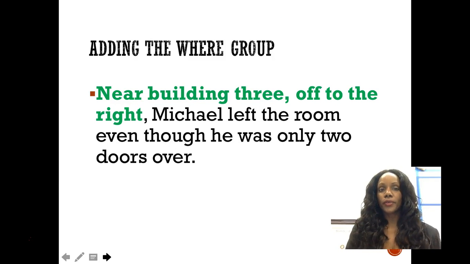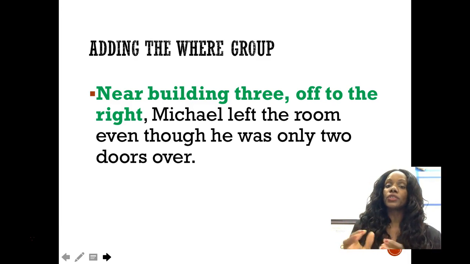Adding the where group. So here is where we take our word from the list, we add a few more. I've doubled up the where group in this case because I really want to be precise about where this is happening. And I said near building 3, off to the right, Michael left the room, even though he was only 2 doors over. So I hope that you see what this looks like. The where group is actually in green. Michael left the room is our bar, and we're adding to the bar. We're adding to make our sentence stronger. We're just focused on one side of the bar, however.